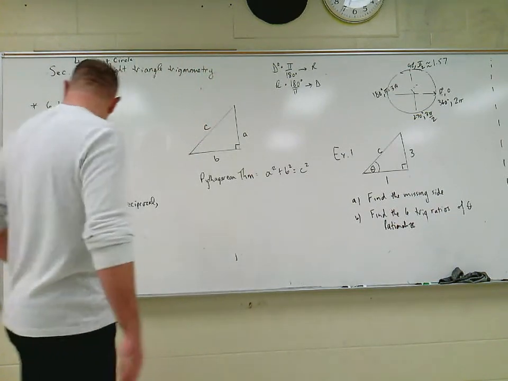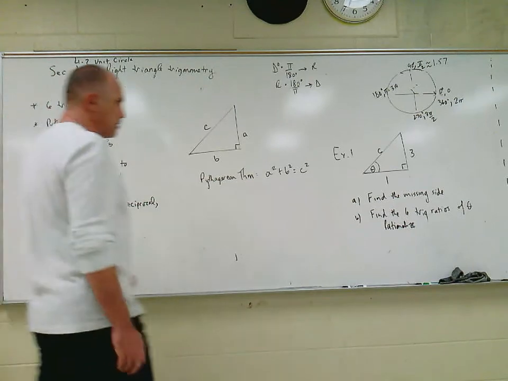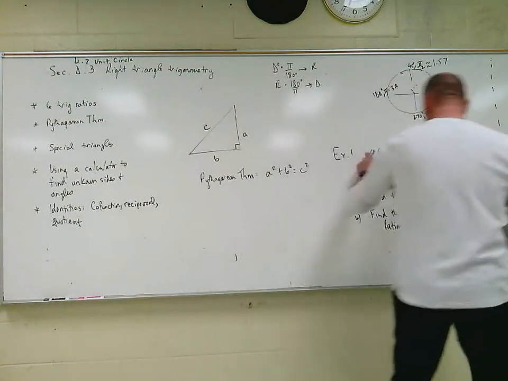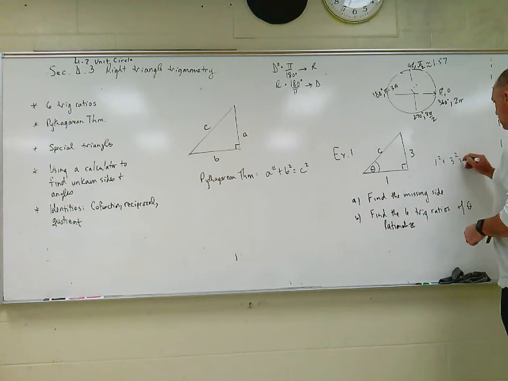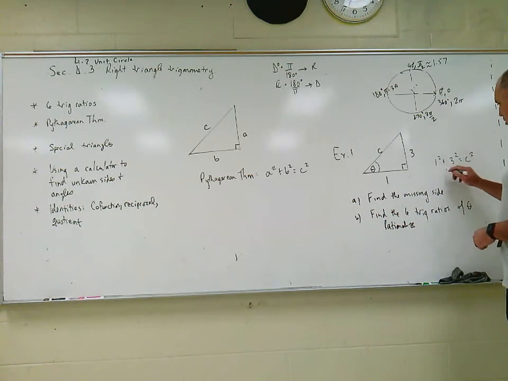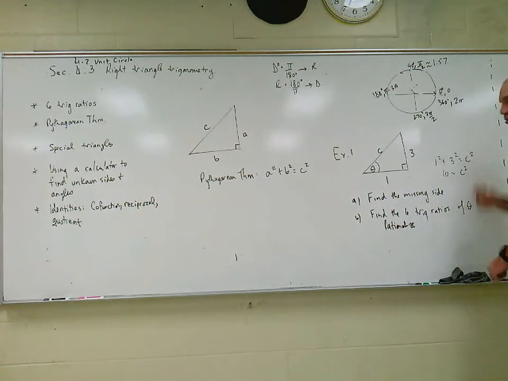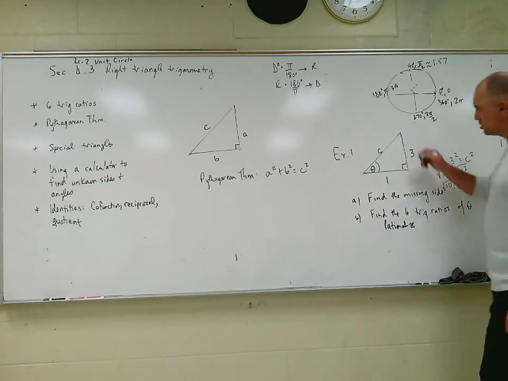Okay. So Pythagorean theorem is pretty much just plug and crank. I gotta find that side. So 1 squared plus 3 squared is c squared. 1 and 3 squared is 10. So if I want c, I'm gonna do what to both sides? Square root. So c is the square root of 10, and I just leave it, square root of 10.